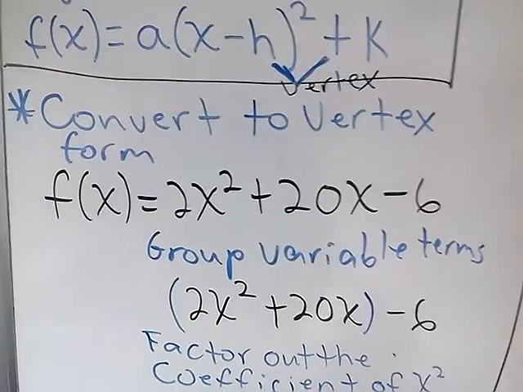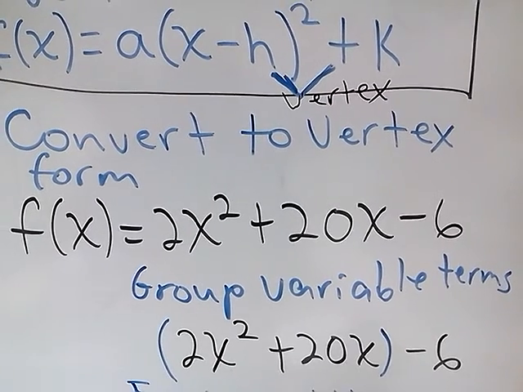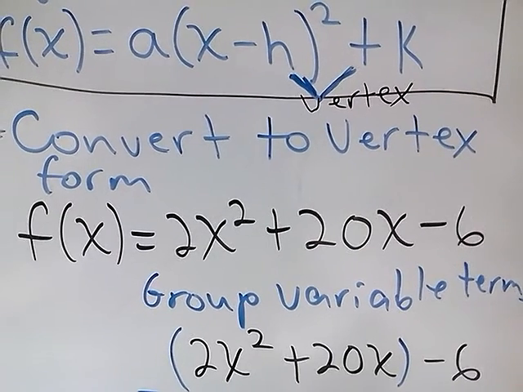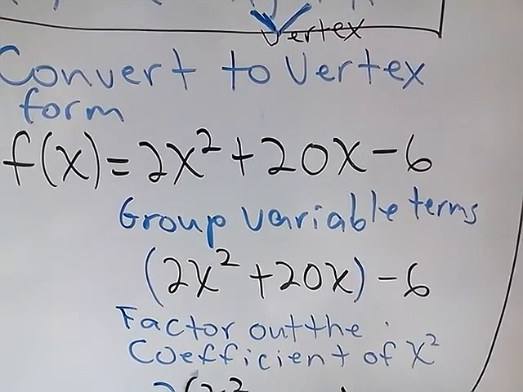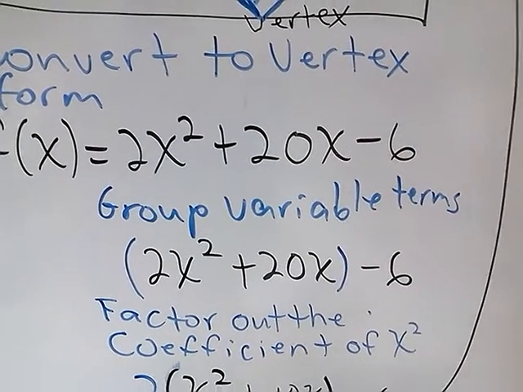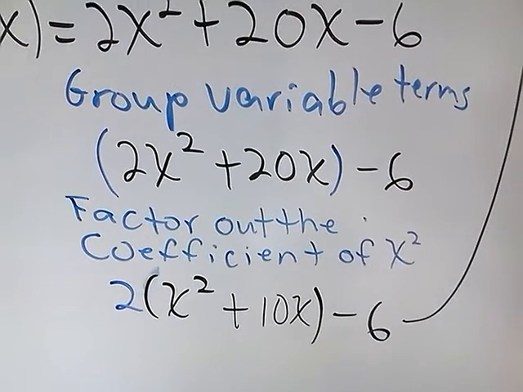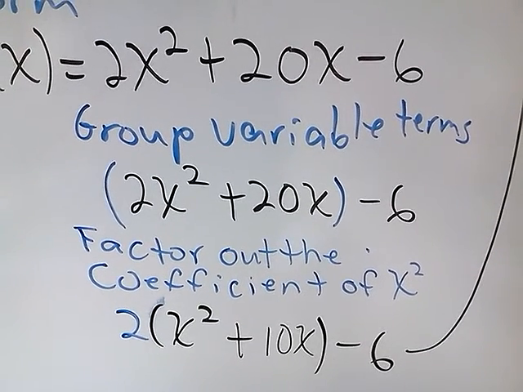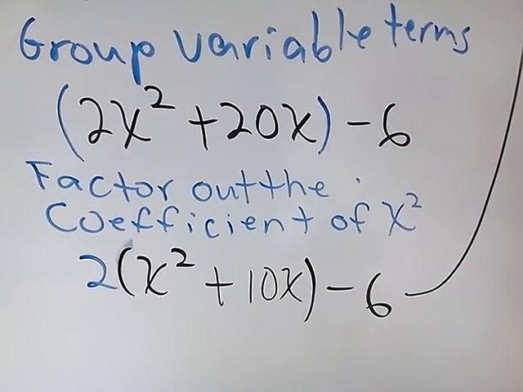So the problem that we're working on is 2x squared plus 20x minus 6, and that is written in standard form. We want to start out by grouping our variable terms. So we take the first two terms and group them. Then we factor out the coefficient from the x squared. So 2 is in front of the x squared. We factor that out, and we get 2 times, inside of parentheses, x squared plus 10x, minus 6.